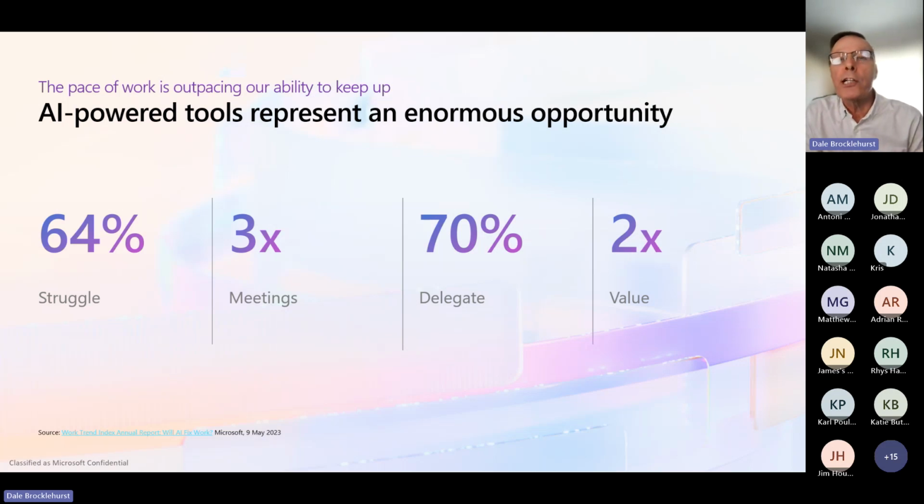We now have 3 times as many Microsoft Teams meetings since February 2020. We have meetings about meetings, we have follow-up meetings. And 70% is the share of people who would like to delegate as much as possible to AI to lessen their workloads. And on a positive front, there's twice as much likelihood of a leader to say AI will provide value by boosting productivity versus leaders who say AI will allow them to cut the headcount. So it is positive all around.